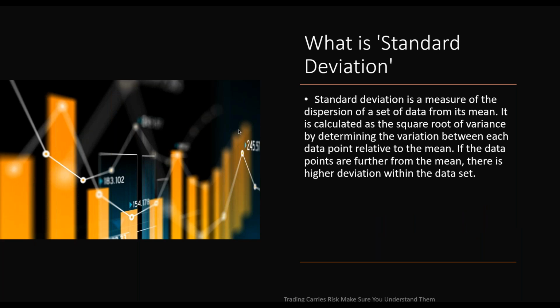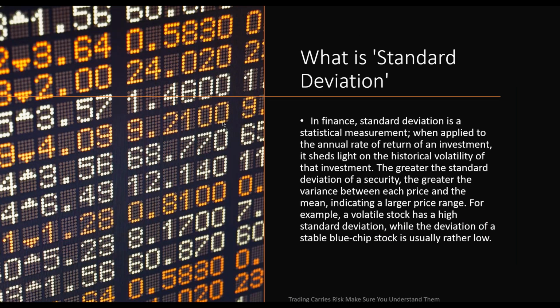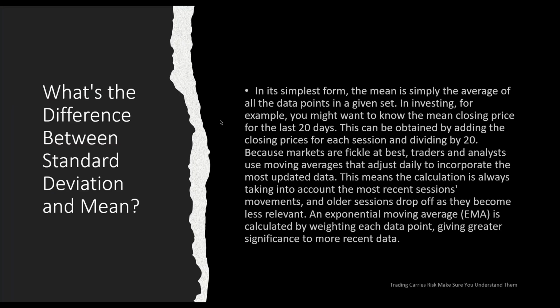So the math behind it is quite complicated. But it is a statistical measurement. Now, in its simplest form, the mean is simply the average of all the data points in the given set. In investing, for example, you might want to know the mean or the average closing price for the last 20 days or last 20 periods.